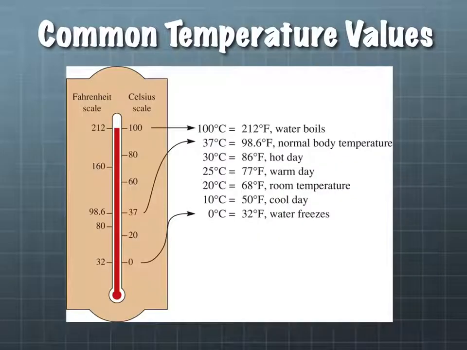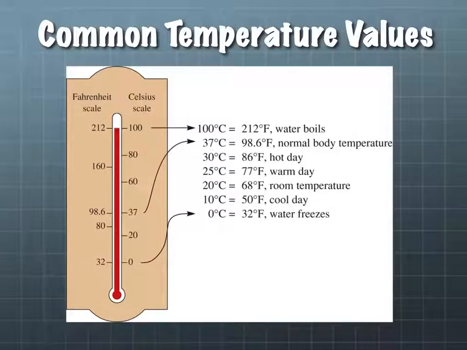Some common temperature values that you should be aware of. We mentioned the boiling point, of course, being 100 degrees Celsius, 212 degrees Fahrenheit. Freezing being 0 degrees Celsius, 32 degrees Fahrenheit. Having some of these measurements committed to memory, or at least being able to reference them fairly easily, is probably not a bad idea.